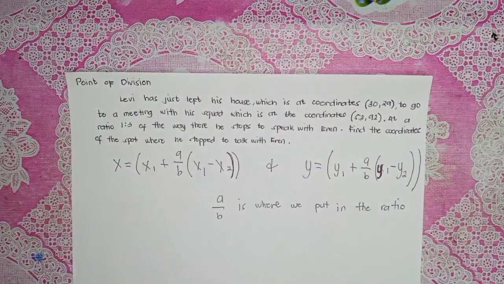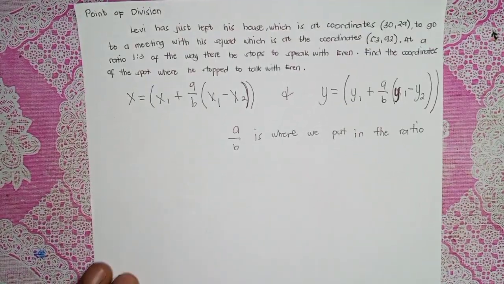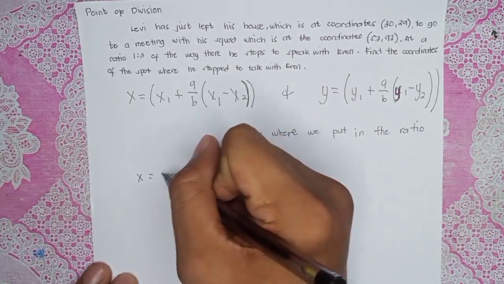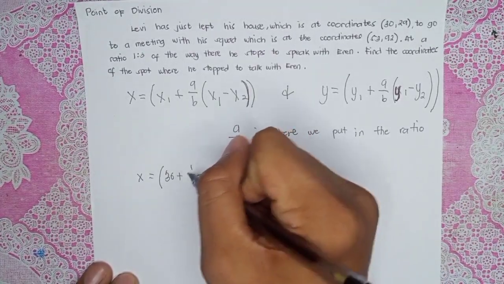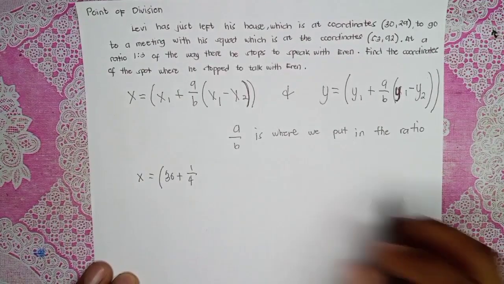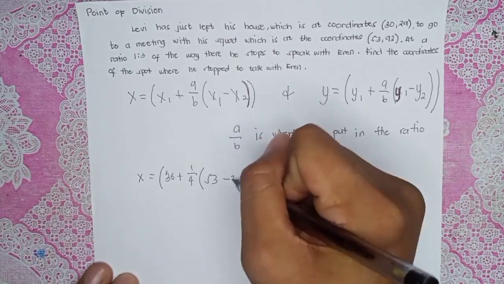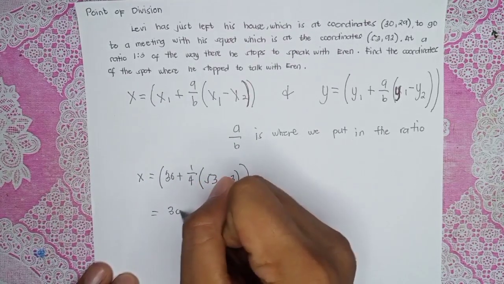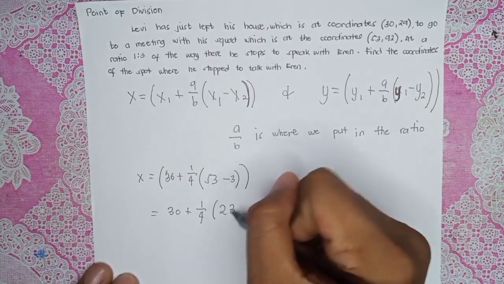Okay, so we will have x is equal to 30, which is the x of 1, plus 1 over 4, which is the ratio we get from the equation, and it is multiplied by 53 minus 30. So 30 plus 1 over 4 times 23.